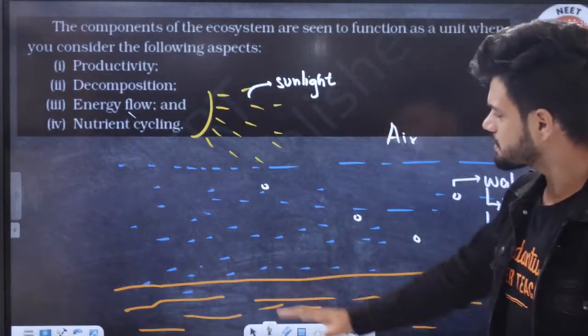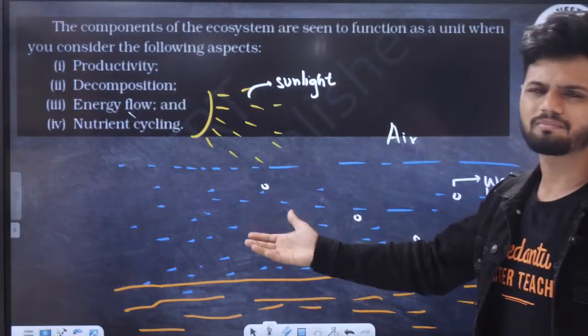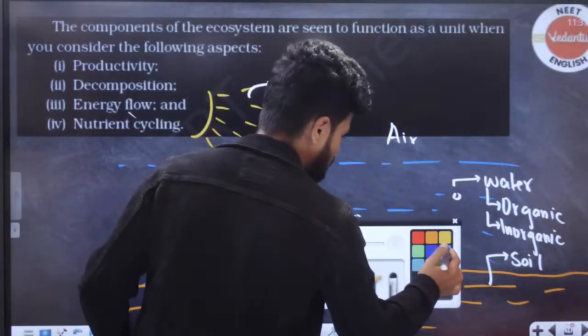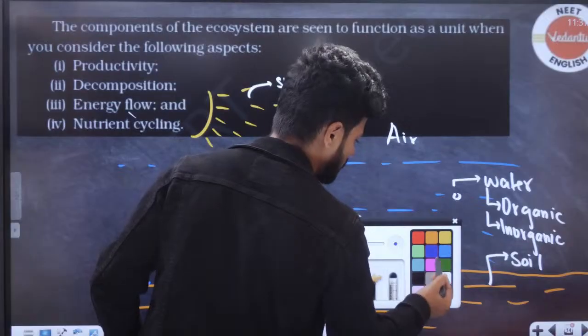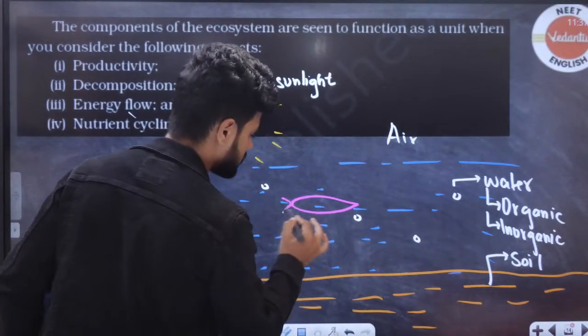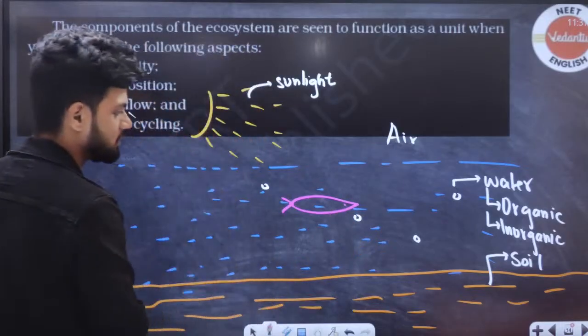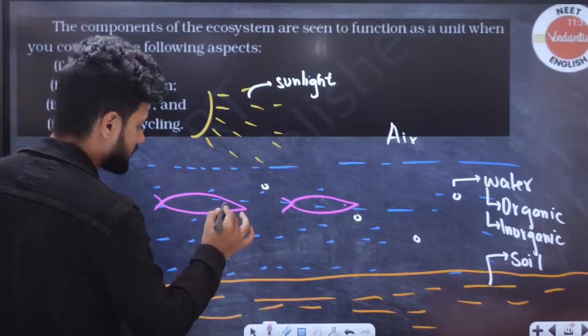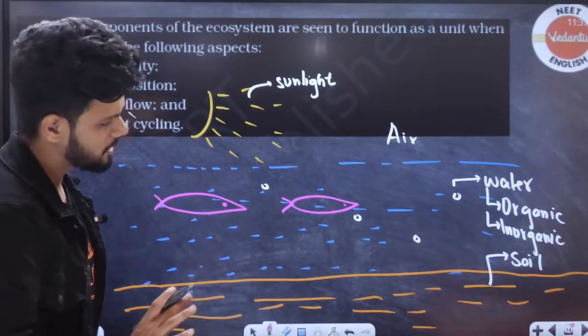Now students, to this ecosystem, let's introduce some fishes. Okay, let's introduce some fish. Tell me, which fish do you like? Let's introduce one small fish here. There's a fish coming up here. One fish is here. Okay, we'll introduce one more fish here. One more fish is added here. Let's say two fishes are there in this ecosystem.